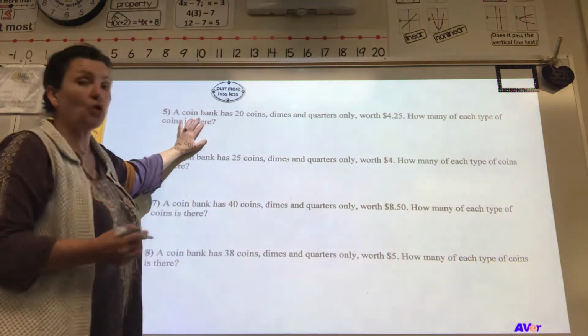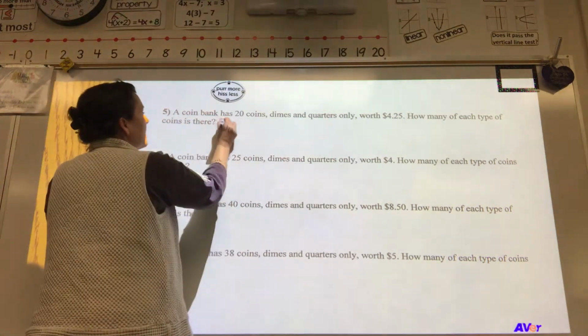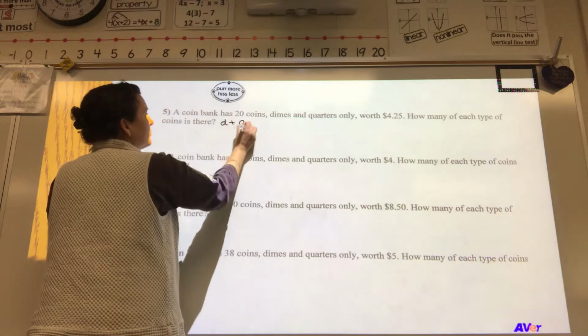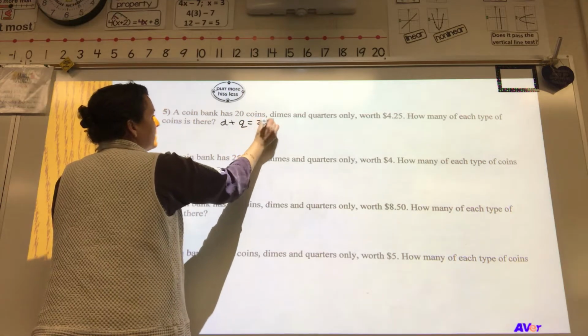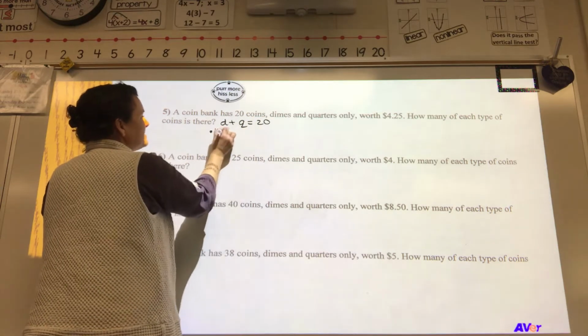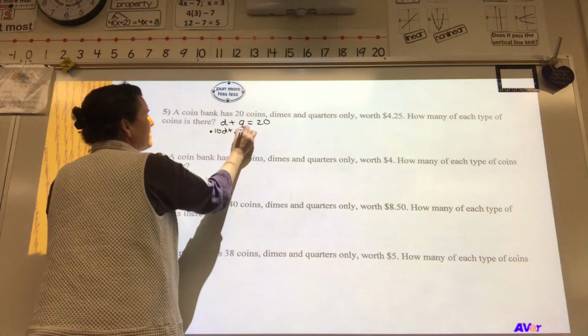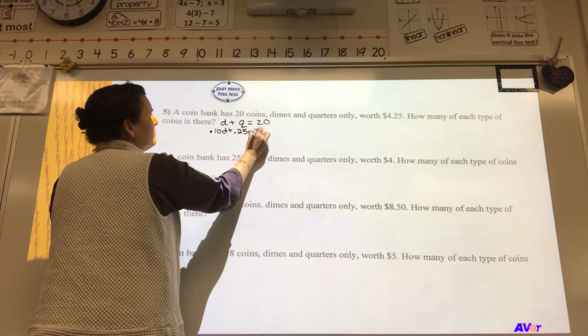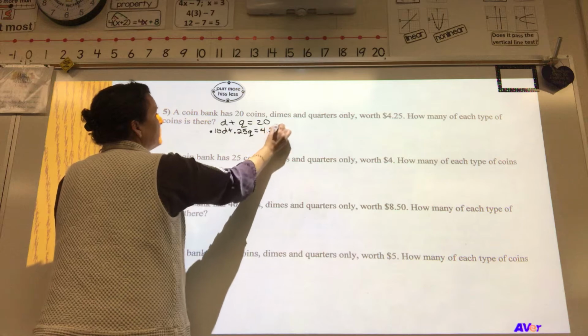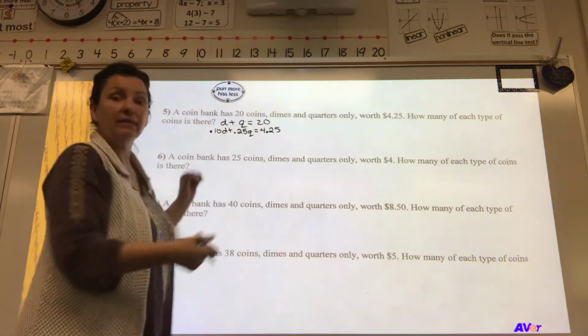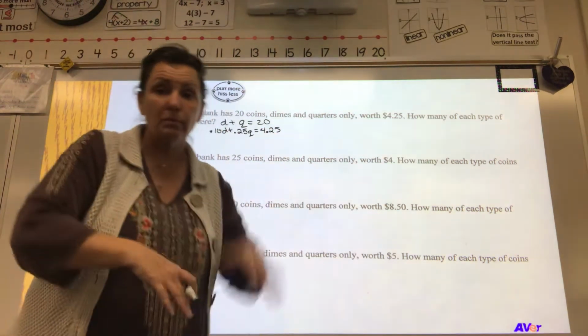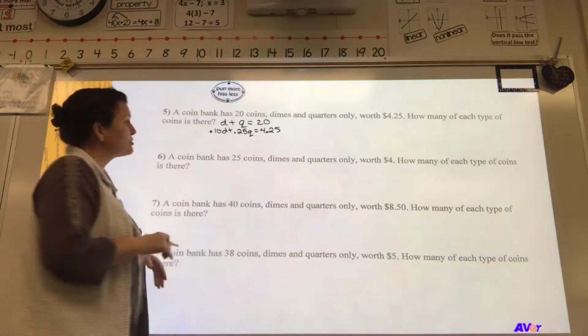So question number 5, coin bank. We have dimes and quarters and there are 20 of them. Dimes are 10 cents, quarters are 25 cents, and it's $4.25. Now, we're using the vertical method, the eliminate method, the addition method. Remember, we have all of those words for this technique.